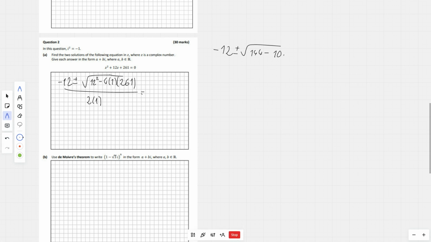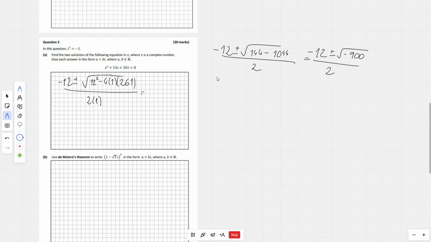which is 1044, all over 2. This is going to be the same as minus 12 plus minus the square root of 144 minus 1044, that will be minus 900, all over 2.